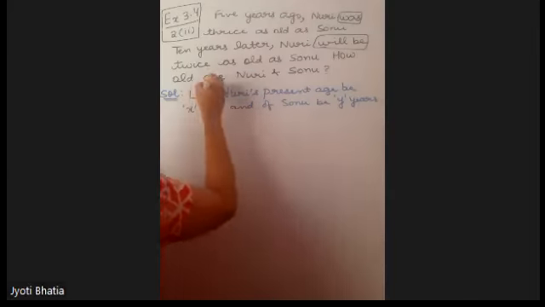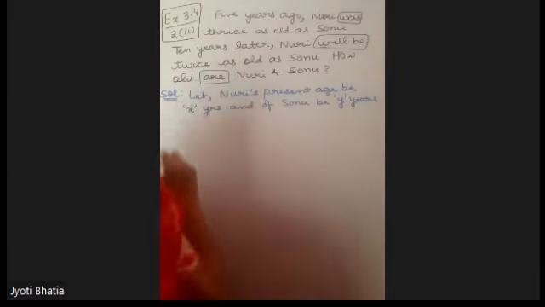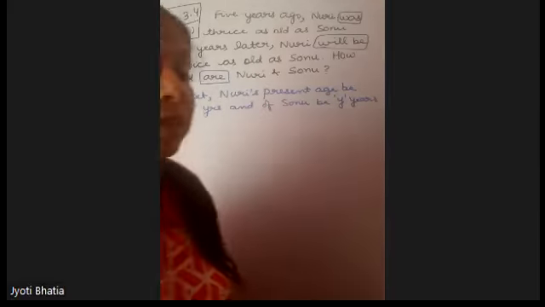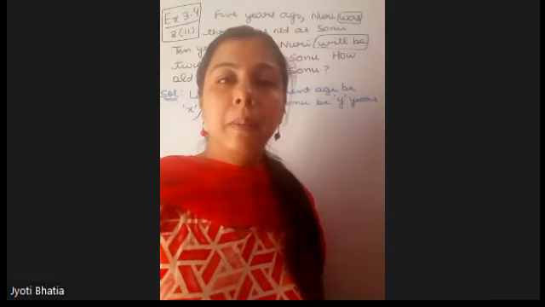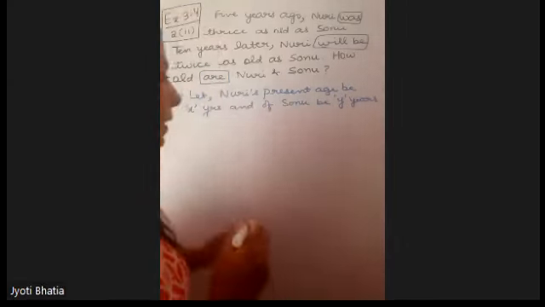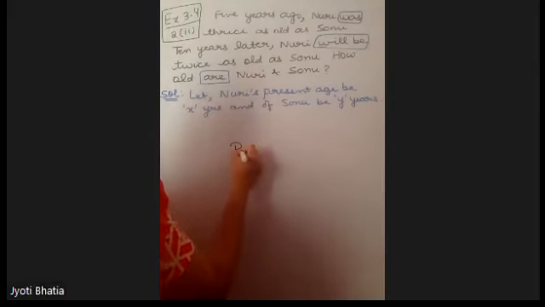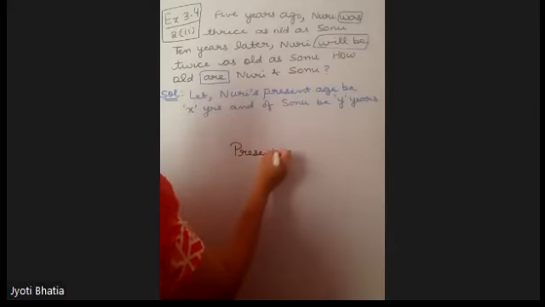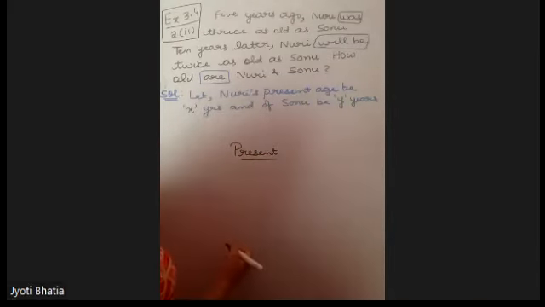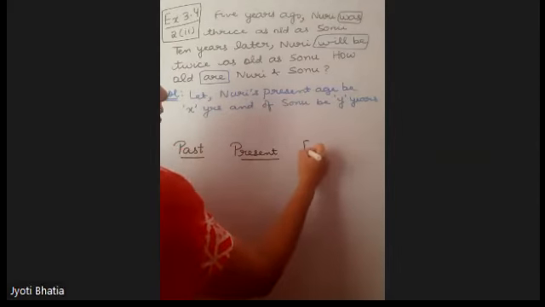Beta, this "is" here, which tense are we talking of? This "is" means which tense? Present. Okay. So now in the age question, there will be three factors. One will be present age. Other will be past age. Then there will be future age.